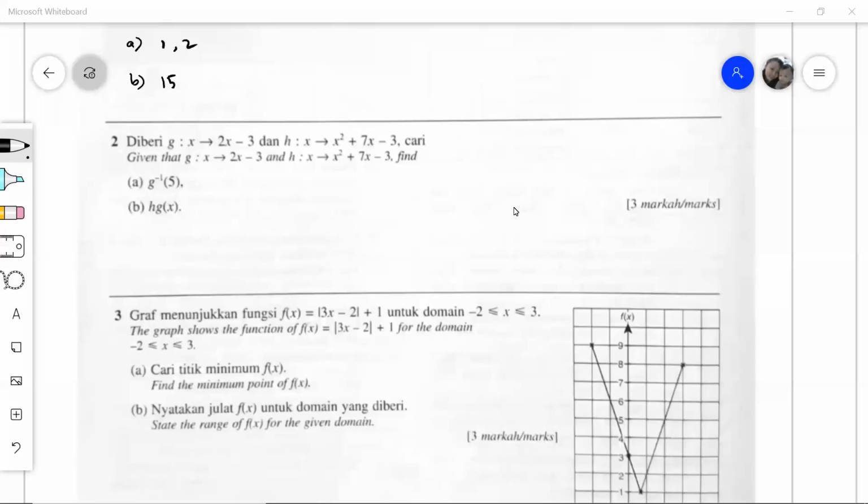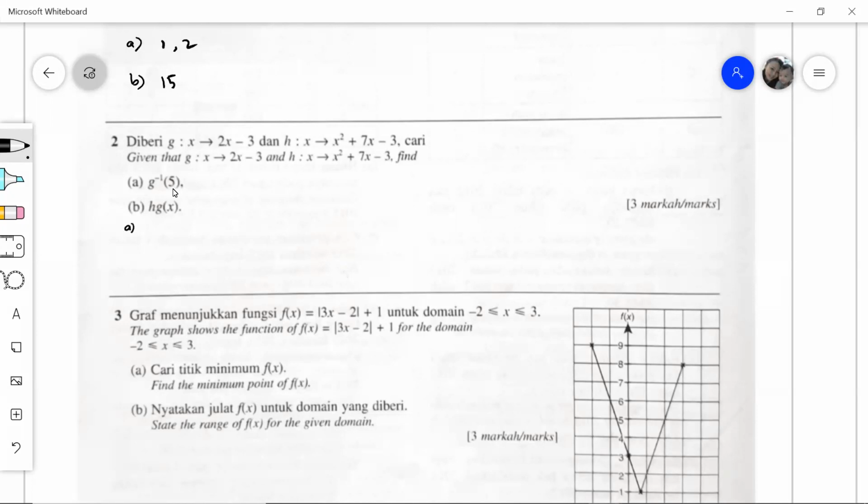Okay, so this one, we are given g(x) equals 2x minus 3. h(x) is given by x squared plus 7x minus 3. So we need to find g inverse. Well, there are two ways we can do this. We can do it like this. For A, if you want to find the g inverse generally, you also can.